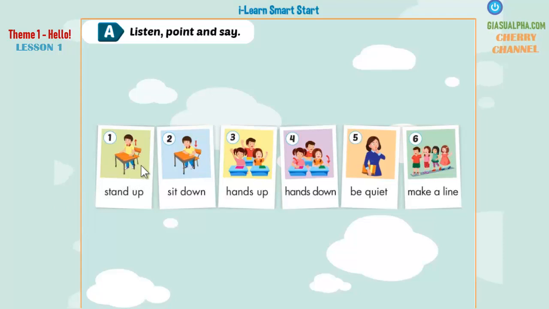1. Stand up. 2. Sit down. 3. Hands up. 4. Hands down. 5. Be quiet. 6. Make a line.